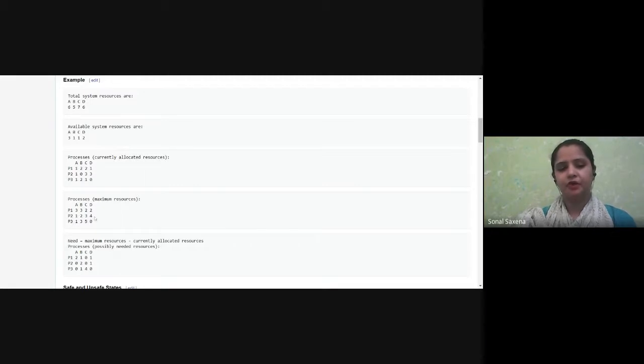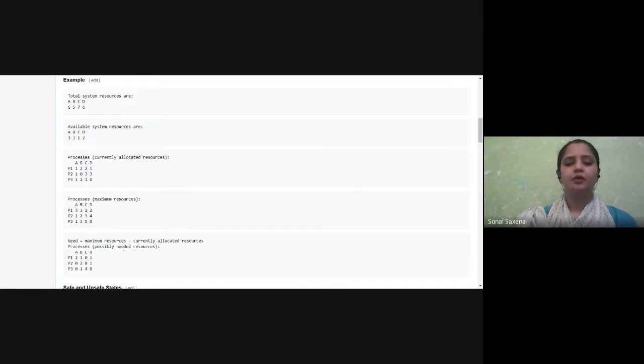And finally, for P2, the maximum resource that it requires for D is 4, and however 3 are already allocated to it. So it requires only 1 more allocation. So this is the case where we show how much they are already holding and how much maximum they require to get executed.